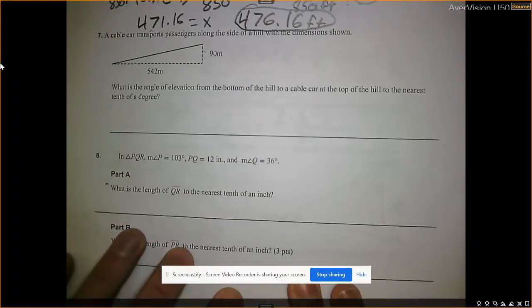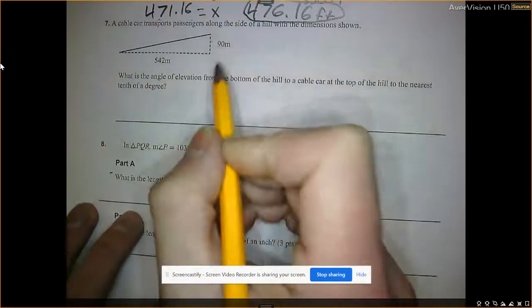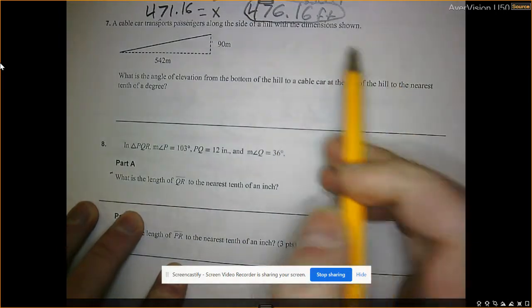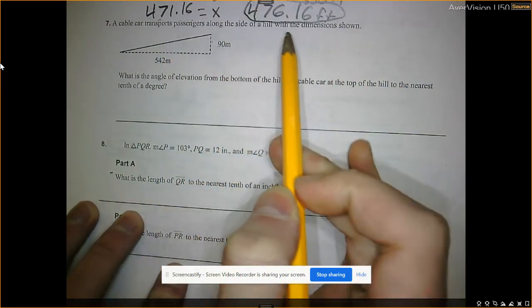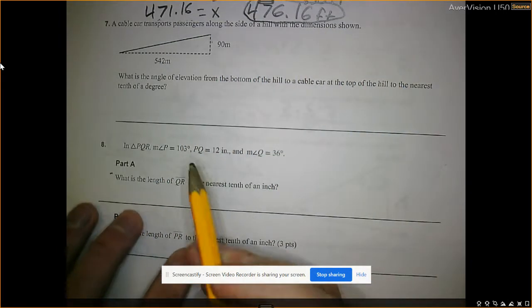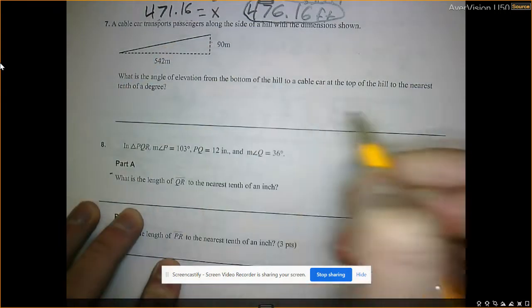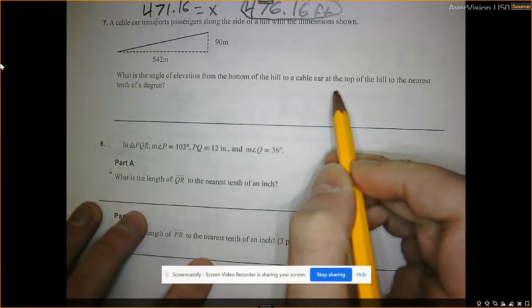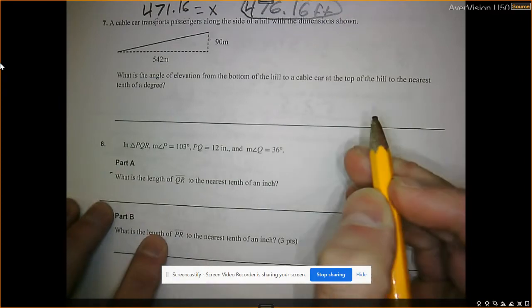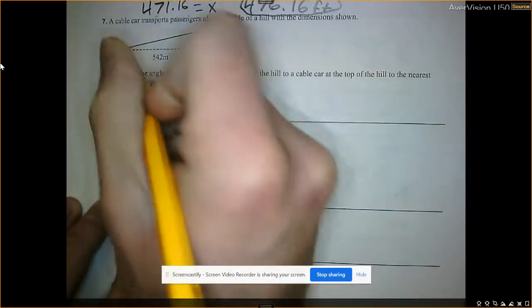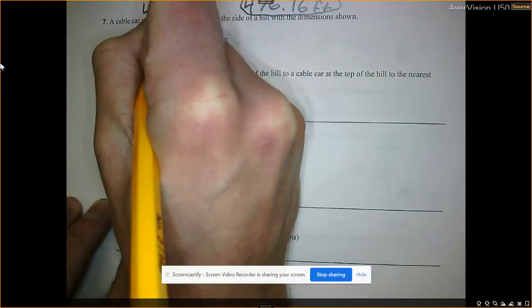Okay, moving on to number 7 out of 9. A cable car transports passengers along the side of a hill with the dimensions shown. What is the angle of elevation from the bottom of the hill to a cable car at the top of the hill to the nearest tenth of a degree? Angle of elevation, you're thinking, well, that's here.